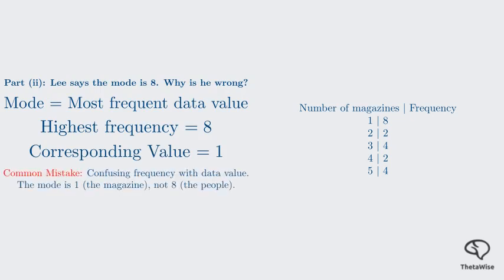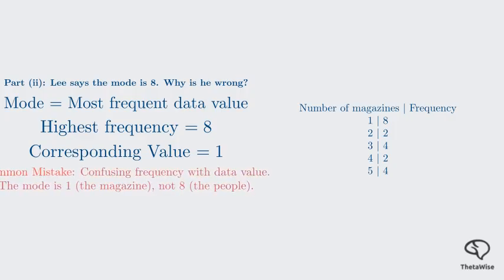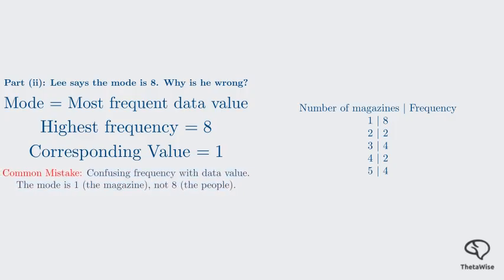A common mistake here is confusing the frequency with the data value. The frequency tells you how often something happened. The data value is what actually happened.